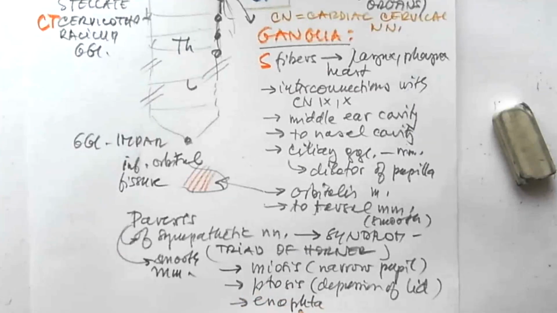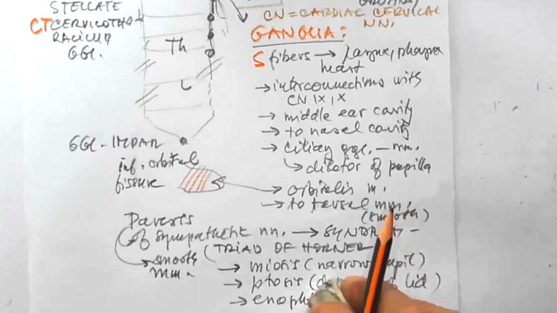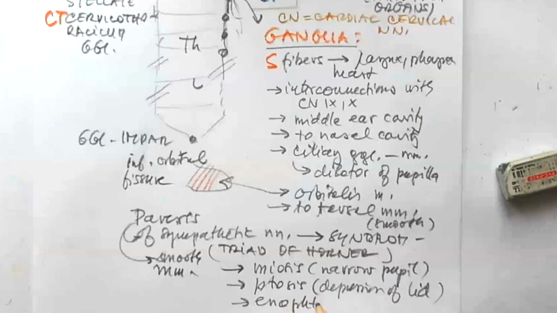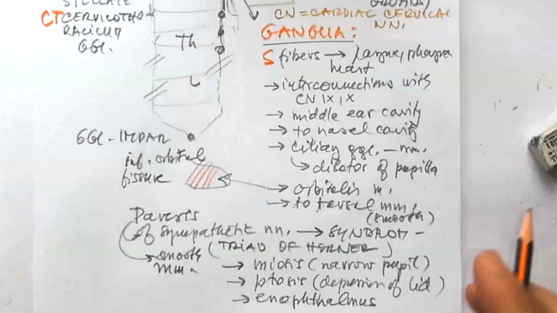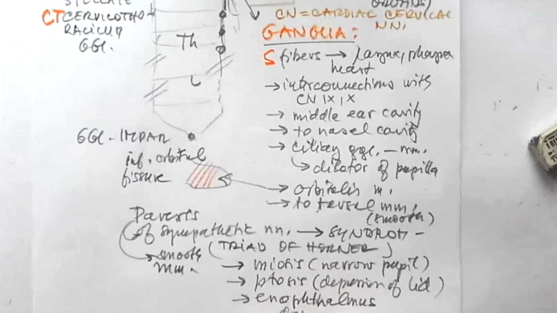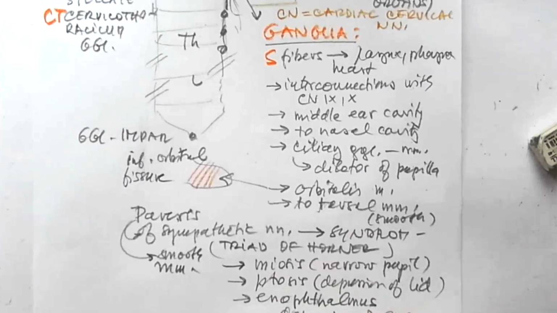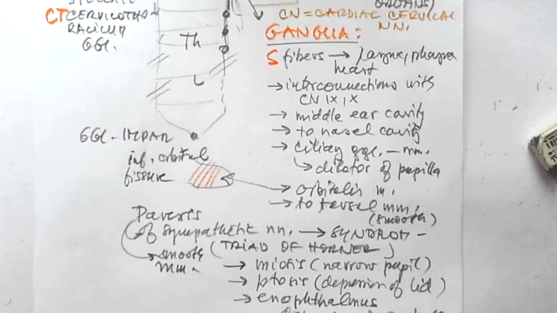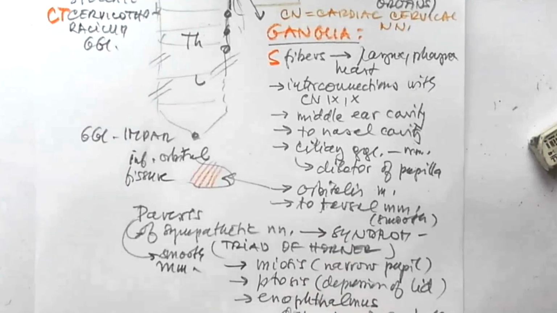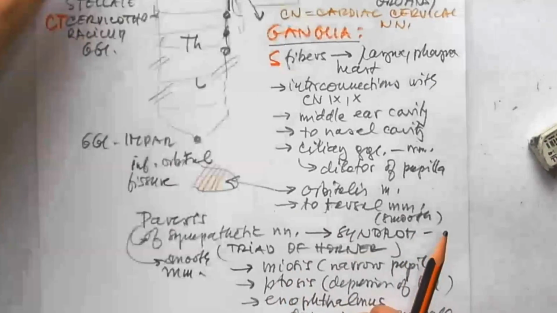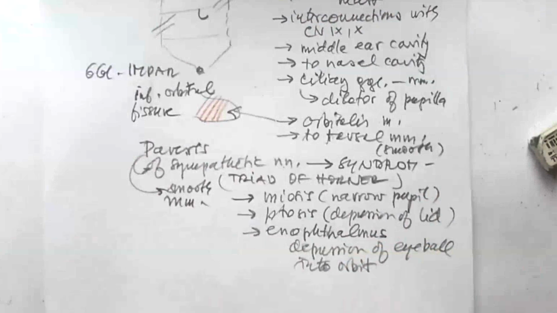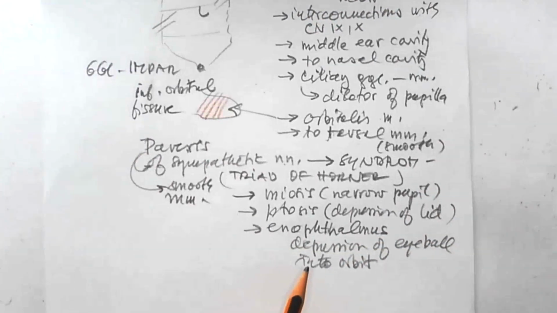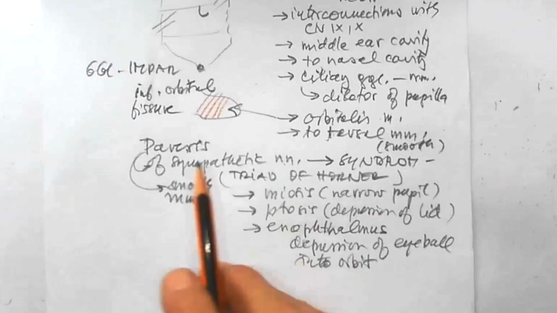You see how many new words. Enophthalmos, correct. Enophthalmos is depression, again depression of the eyeball into the orbit, into the orbita. So there are many new words. It's not bad to learn new terms and then add the new terms to your medical dictionary, medical vocabulary. This is all.